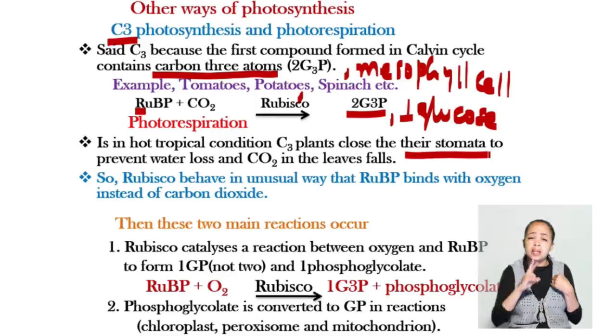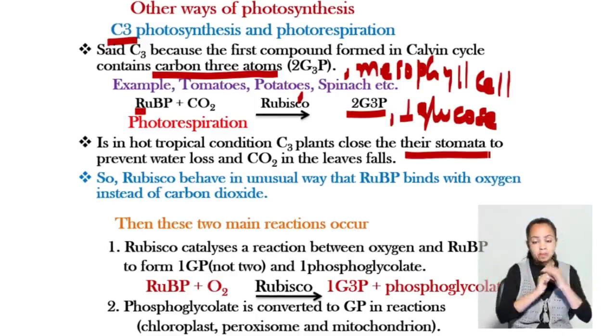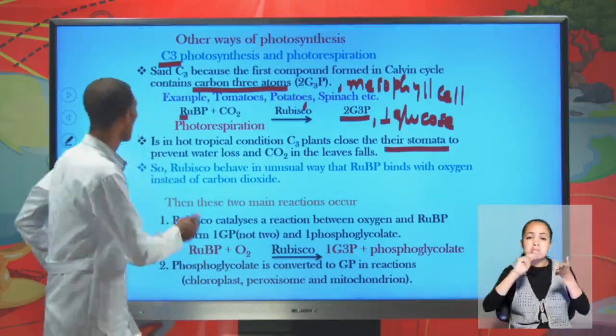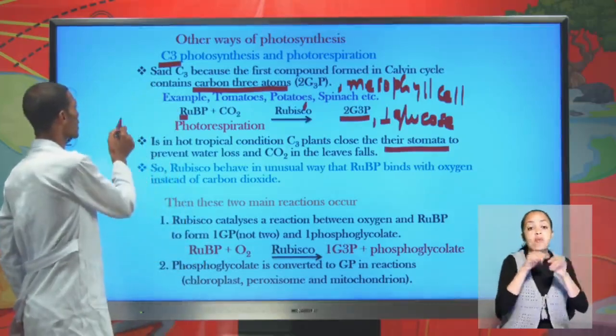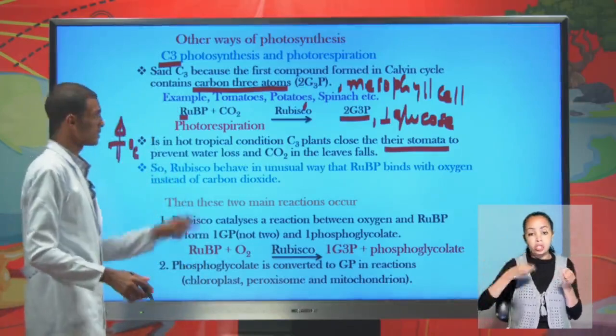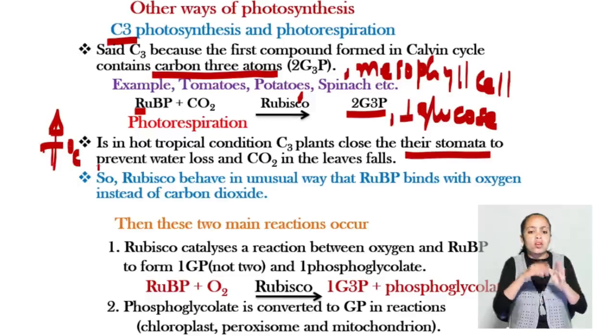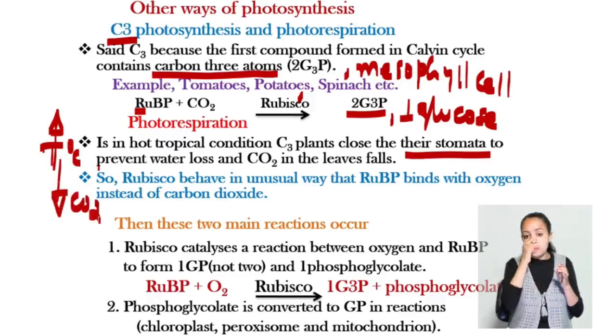When carbon dioxide becomes limited, or the amount of carbon dioxide at which they can photosynthesize becomes limited, Rubisco catalyzes the process in an unusual manner. What do you mean? First, this type of plant may not be adapted to higher temperature. If temperature increases, they close their stomata to prevent loss of water. And again, if the concentration of carbon dioxide becomes low, Rubisco may not catalyze in the original manner.